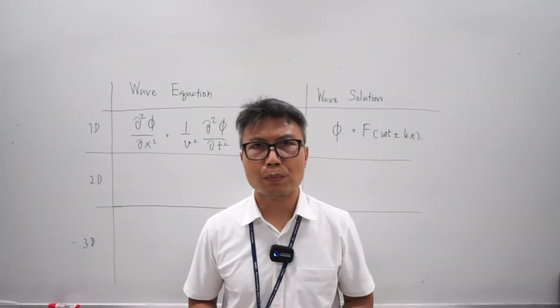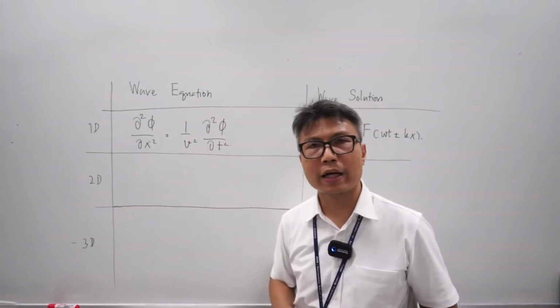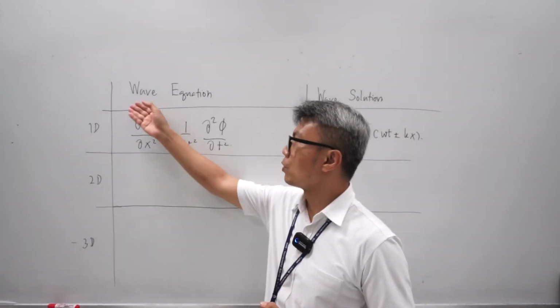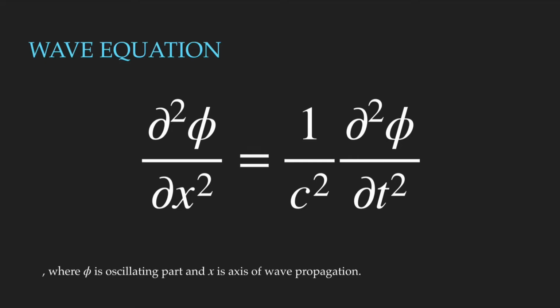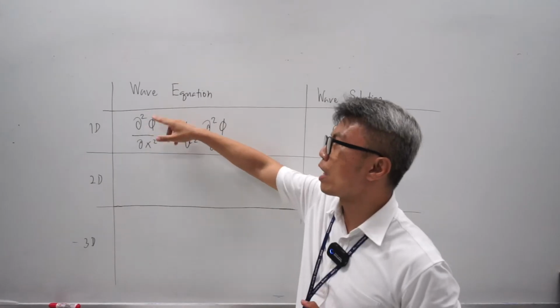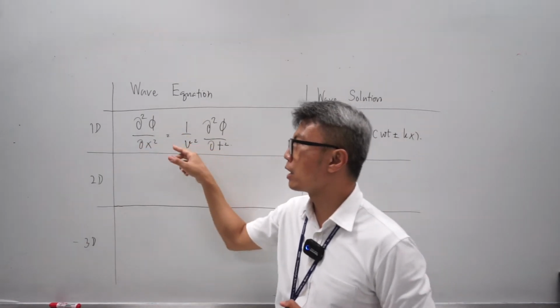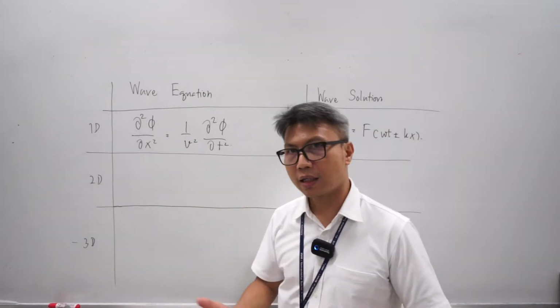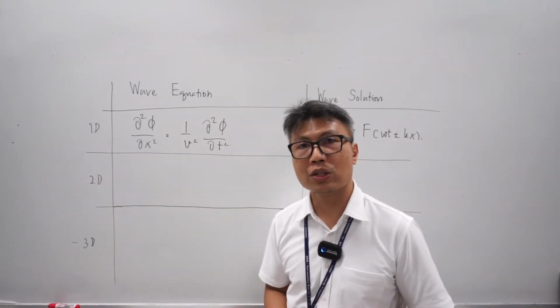In the previous video clip, we learned the wave equation and also the wave solution in one dimension. If you consider the wave equation in one dimension, phi is an oscillating quantity that we are interested in, and x represents the axis of wave propagation. Roughly speaking, we have a wave of the phi quantity propagating along the x-axis with propagating speed v. And that is just the meaning of the wave equation.